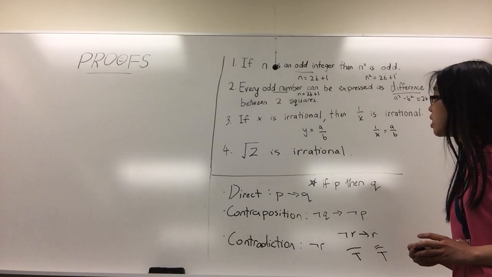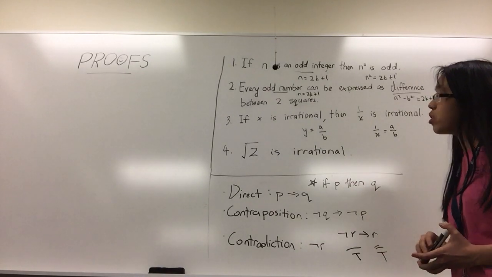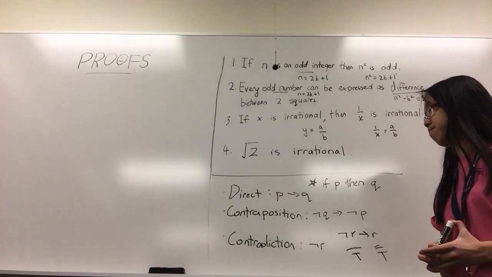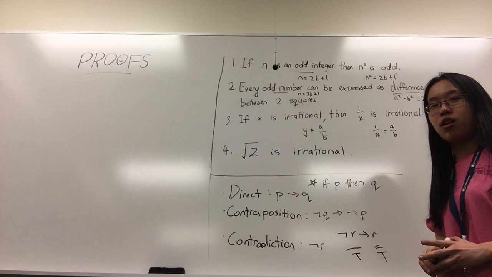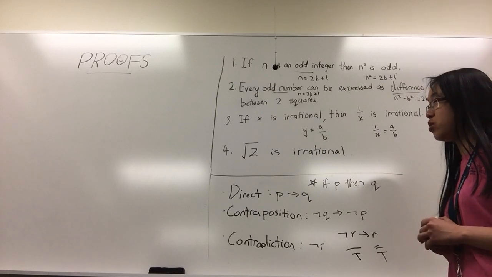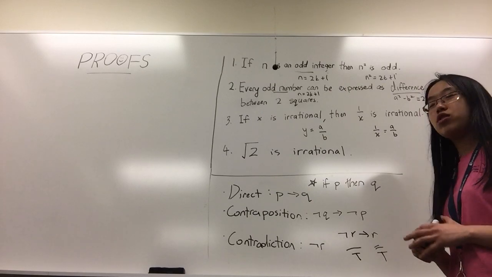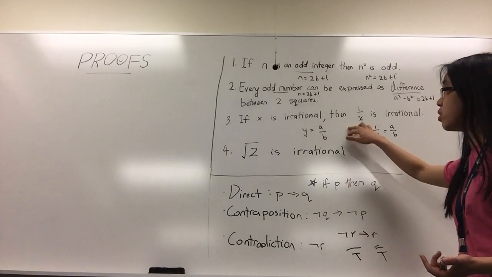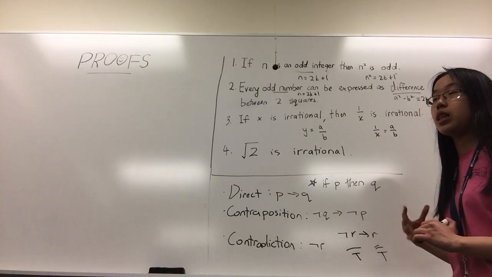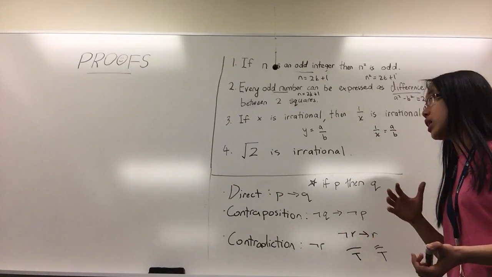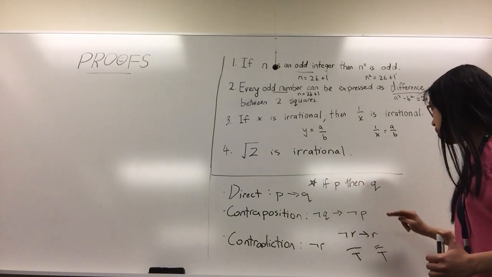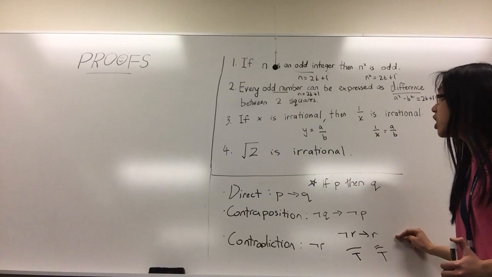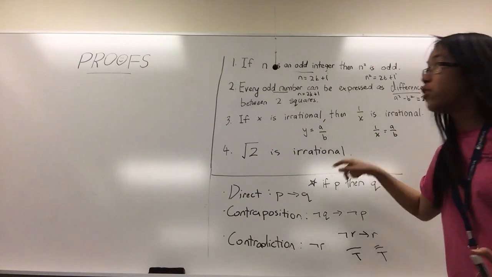And for the last one, we have square root 2 is irrational. I think we can start off by assuming that square root 2 is rational. Again, it's the same problem as here. It's really hard to say what a number is not. So we start off by assuming that square root 2 is rational, and we end up with a proof by contradiction. Let's try out this proof.